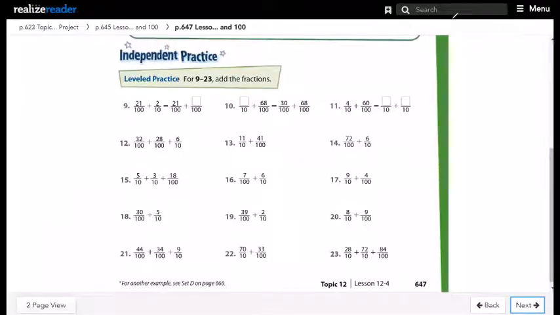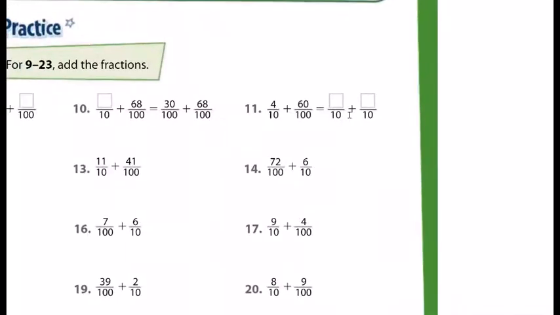Moving to the next page. So here in question, before moving to the next page, question number 11. Here, 4 over 10 plus 60 over 100, both of them are not out of the same denominator. So we also can, as we took before, in order to get an equivalent fraction, either multiply by the same number in numerator and denominator as we did in the previous questions, or divide by the same number in the denominator and numerator to get an equivalent fraction.